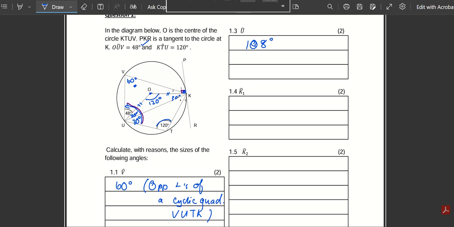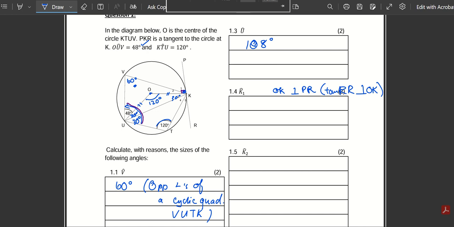K1 is the angle right there. Now K1, if you look at K2 and K1 together, those are angles. So we're going to say that OK is perpendicular to PR. Why do I say that? Because that is the tangent PR, perpendicular to the radius, which is OK.